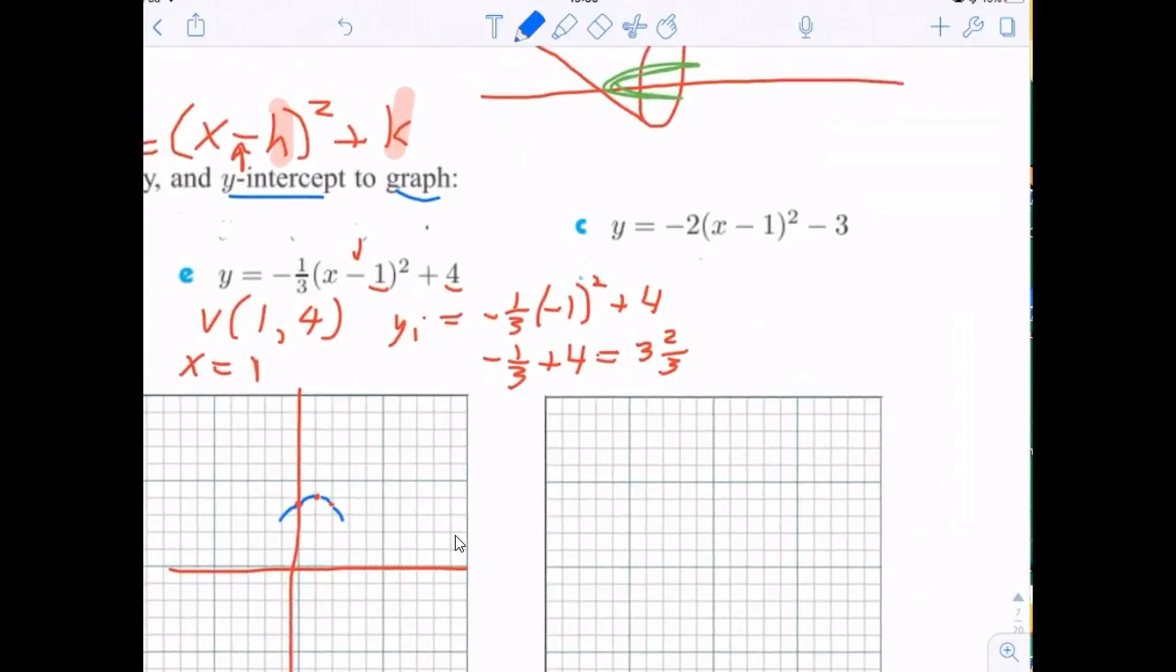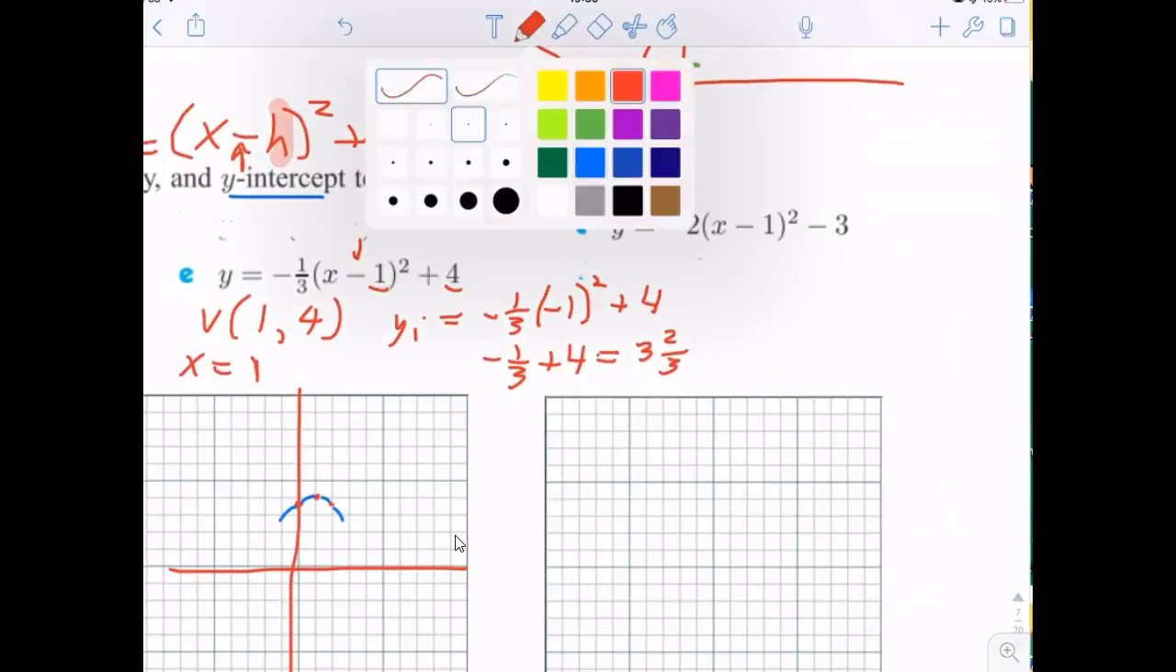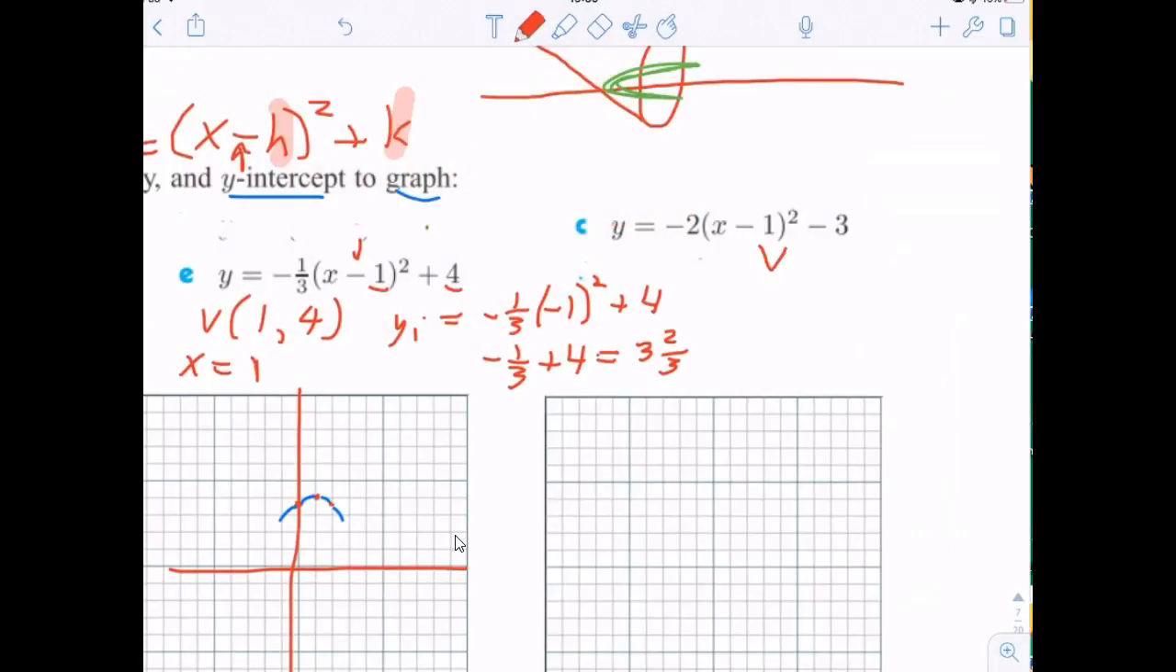And last of all, we got this one here. So the vertex of this one is going to be 1 and negative 3, right? So it's going to be 1, negative 3. The axis of symmetry is going to be x equals 1 because it's 1 there, right? And the y-intercept, with x equals 0, would yield negative 1 squared minus 3, and so it would be negative 2 minus 3, which is negative 5.